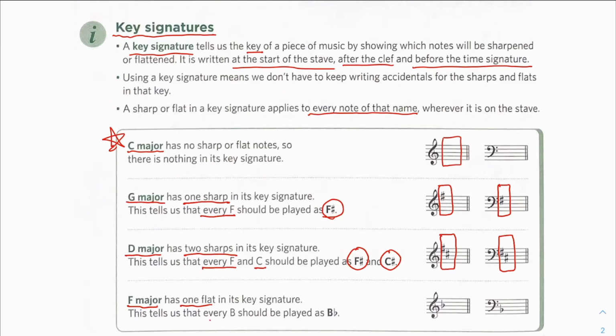This tells us that every B should be played as B flat, and therefore there is a flat on the B line in the key signature.